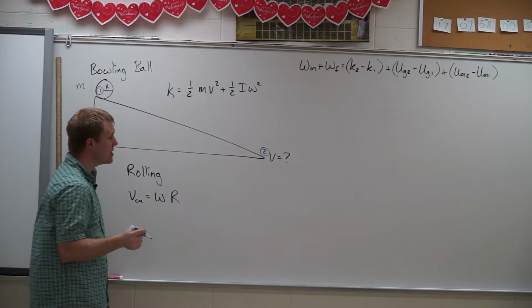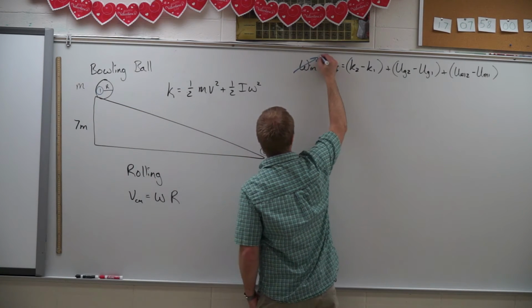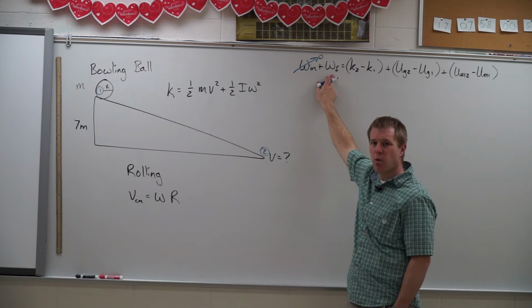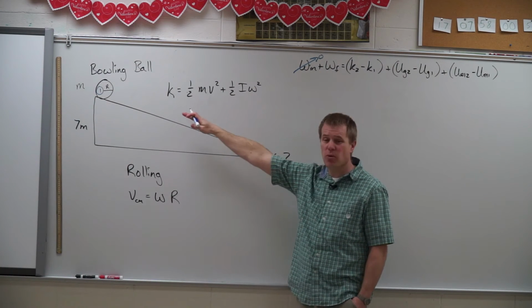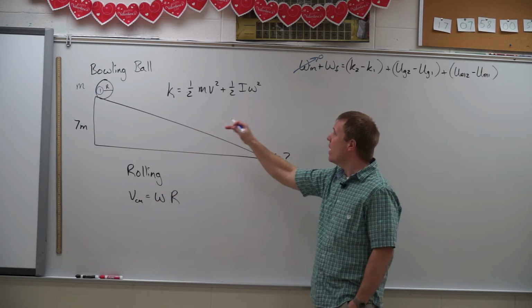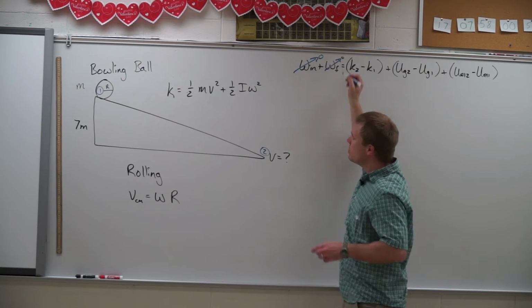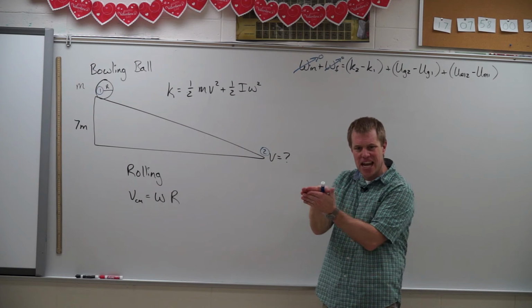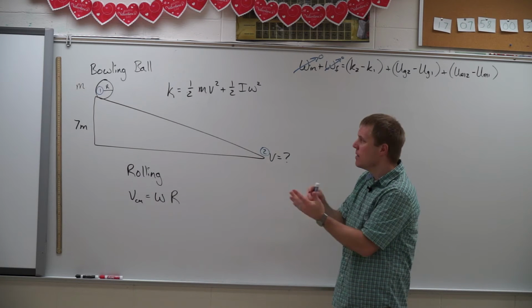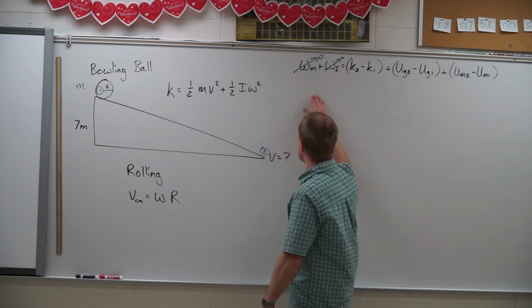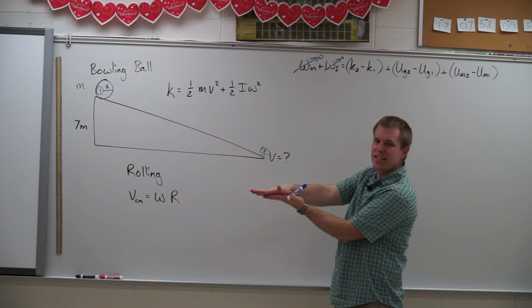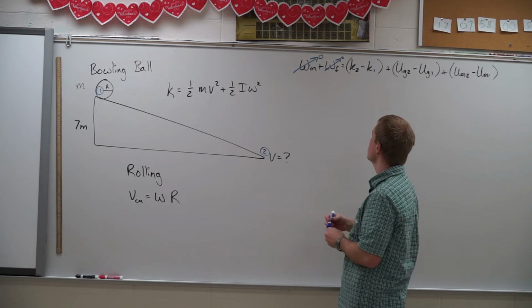Now, an interesting one here, we don't have any applied force, but we start to talk about work done by friction. Well, there is friction. Otherwise, it wouldn't roll. But there is no work done by friction because there's no sliding between those surfaces. The bowling ball is not sliding, it's rolling. And so there's no work done by friction because there's no displacement between my surfaces.